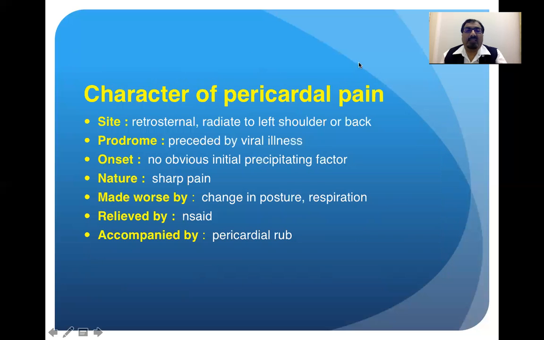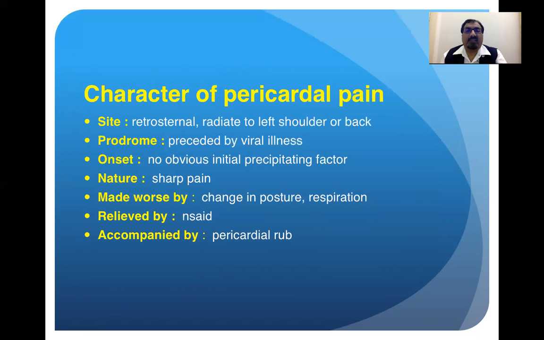Looking at the pericardial pains, in pericarditis, again the pain is retrosternal or radiates to the left shoulder, sometimes to the back. There are some prodromal symptoms like viral illness. There may be some sharp pain. There may not be any initial precipitating factors. Made worse by change in position and respiration. All these pains are relieved by NSAIDs, and sometimes you find a pericardial rub which is associated with pericarditis.